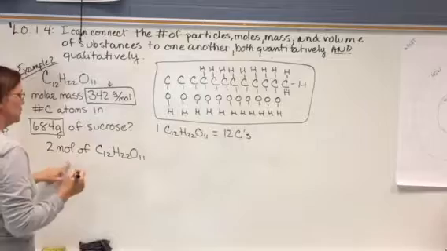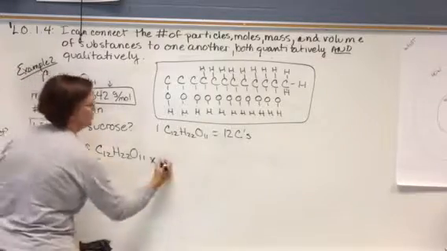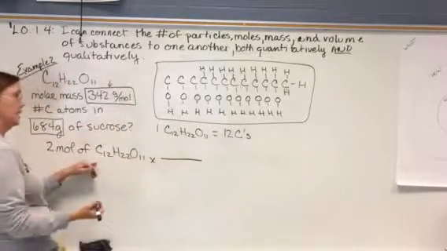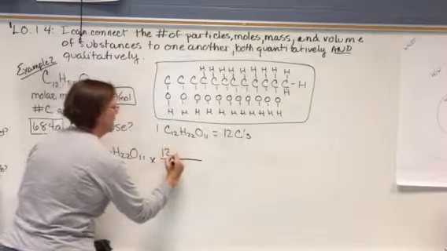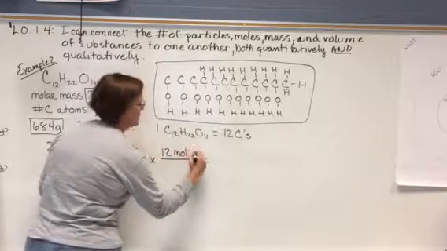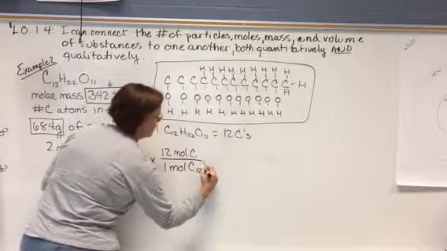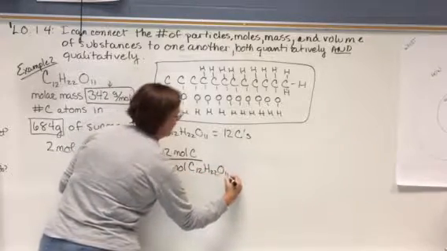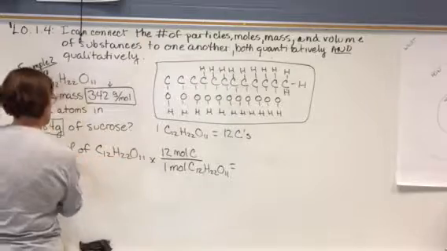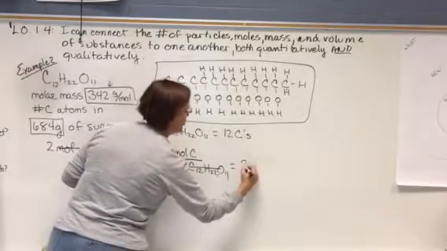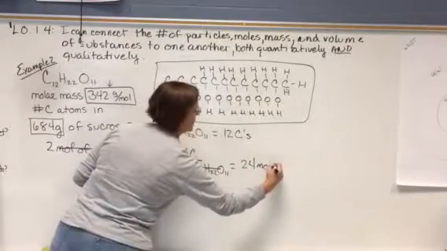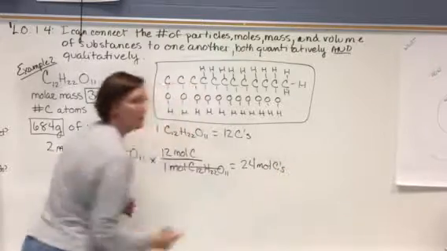So I have 2 moles of my sucrose. So if I write it in dimensional analysis form, I have 12 moles of carbons for every 1 mole of C12H22O11, which means I just have to multiply by 2, and it gives me 24 moles of carbons.